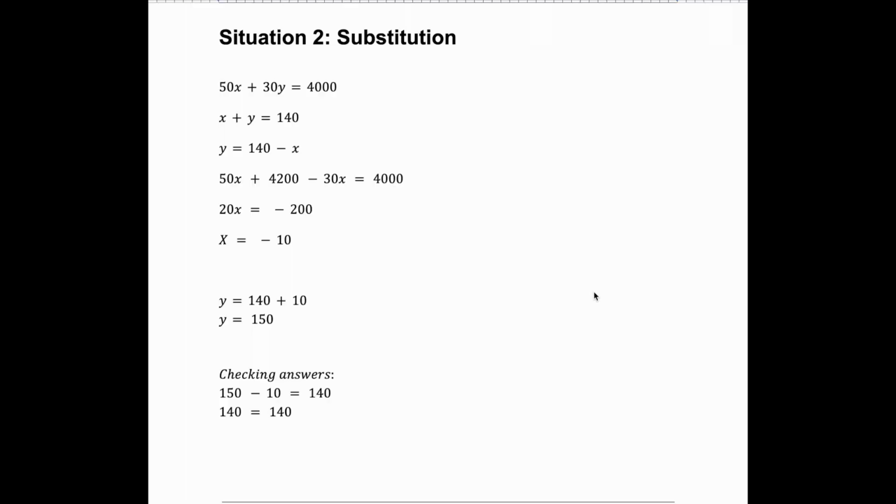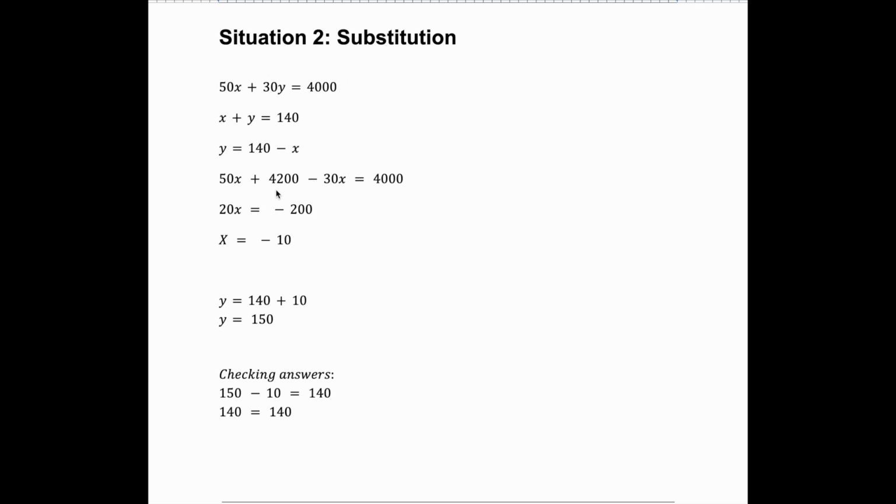Another method that we can use is substitution. So yet again, the two equations 50x plus 30y equals 4,000 and x plus y equals 140 are here. And we can turn x plus y equals 140 into y equals 140 minus x, and we can substitute that for the y in the equation 50x plus 30y equals 4,000.